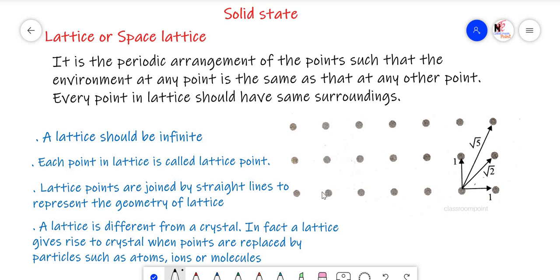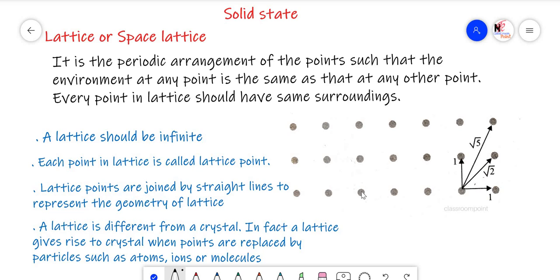So in a lattice, the arrangement of the particles must be in a regular pattern, so that the environment around each particle must be the same. Here you can see, let us consider these particular points. Imagine the distance between the 2 points is a unit distance, 1 centimeter or 1 meter. So the distance from here to here is 1, and from here to here is 1, and along this direction it is root 2, and along this direction it is root 5.